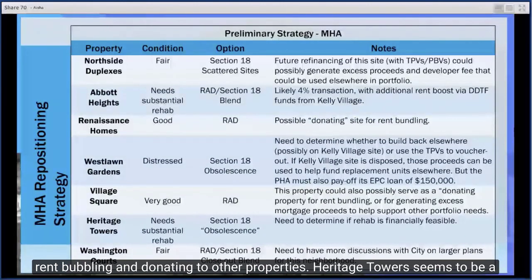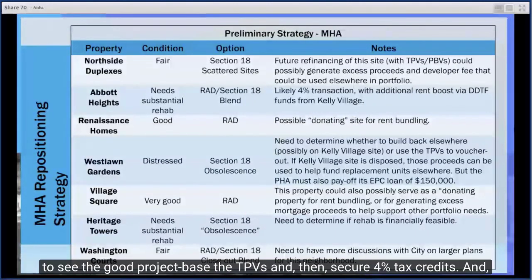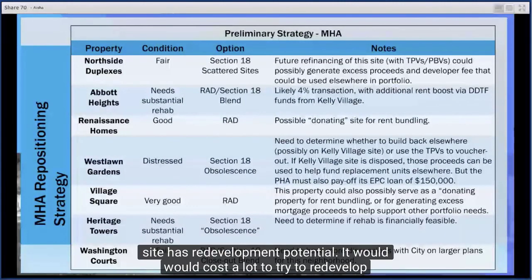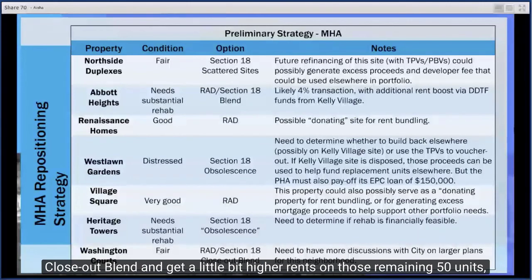Heritage Towers seems to be a classic Section 18 obsolescence, where the first choice of the PHA would be to try to see if they could project-base the TPVs and then secure 4% tax credits. And lastly, Washington Courts, which is in good condition generally, and although the site has redevelopment potential, it would cost a lot to try to redevelop those properties, and maybe the best option there is to go the RAD Section 18 closeout blend and get a little bit higher rents on those remaining 50 units at the property.